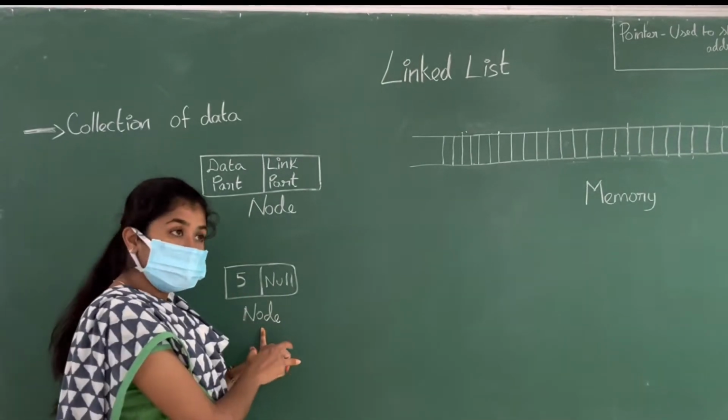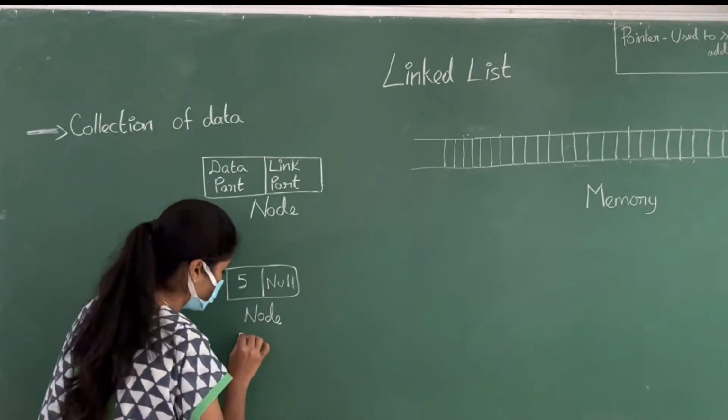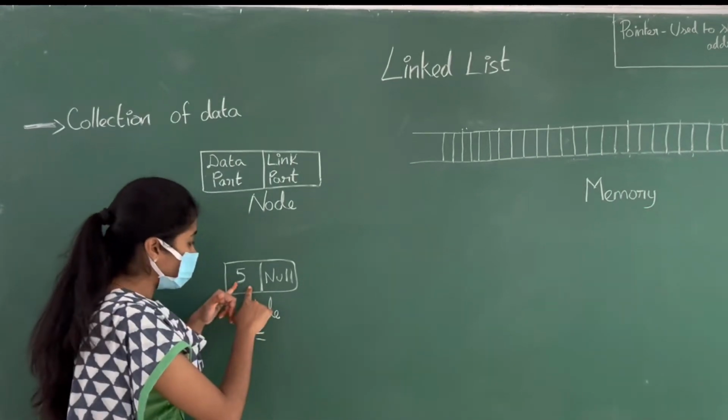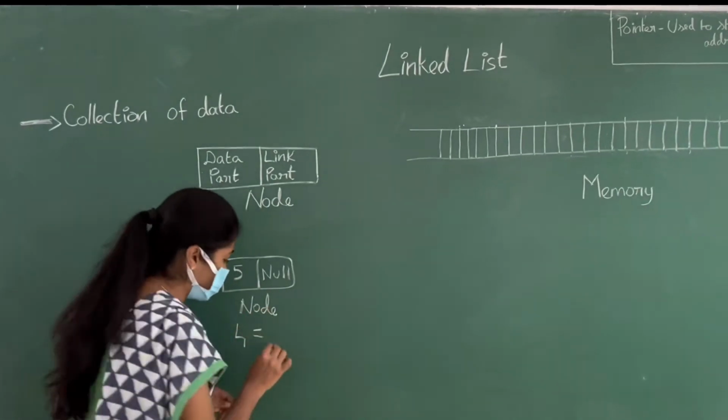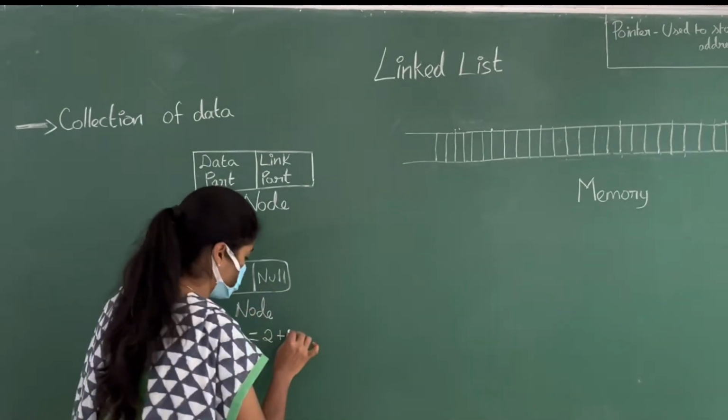Then we have to store this node in the memory. A node takes 4 bytes in memory. This is because the element that we are inserting is an integer, which takes 2 bytes, and this pointer takes 2 bytes, totally 4 bytes.